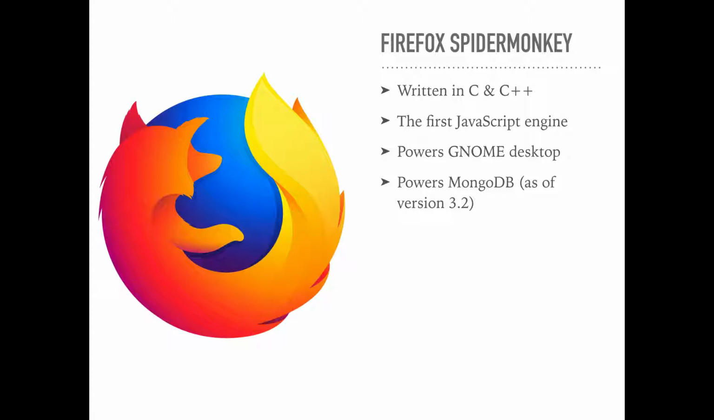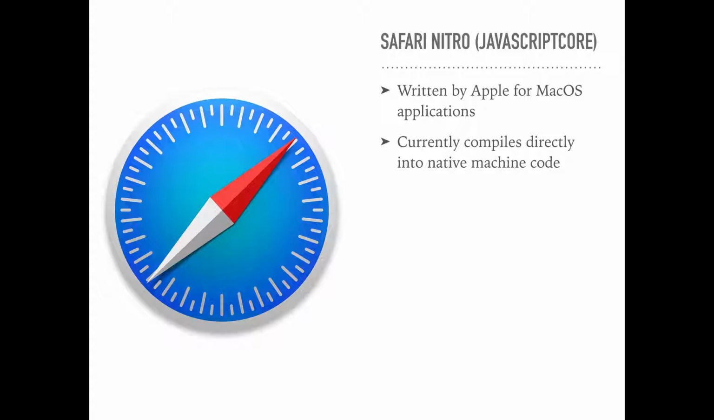Firefox's is SpiderMonkey, which is written in C and C++. It was the first JavaScript engine that existed. It powers the GNOME desktop, which is a Linux distribution desktop. It powers MongoDB as of version 3.2, right? And it's also super, super fast. Safari's is Nitro, written by Apple for Mac OS applications, and it currently compiles directly into native machine code for Mac.